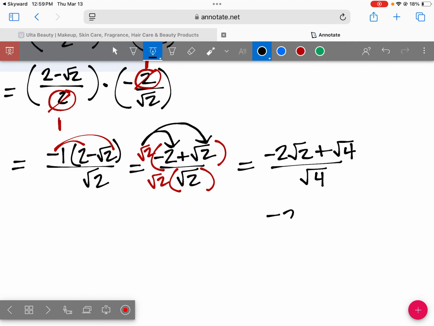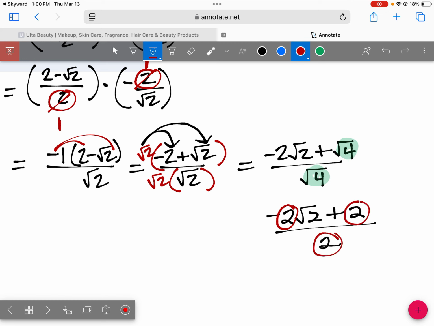All right, so now I know I have -2 root 2 plus 2 over 2, because the square root of 4 changes to 2. So both of these can change to 2. And then the last thing you're going to do is reduce. You can only reduce these numbers right here. You cannot touch the 2 under the square root.